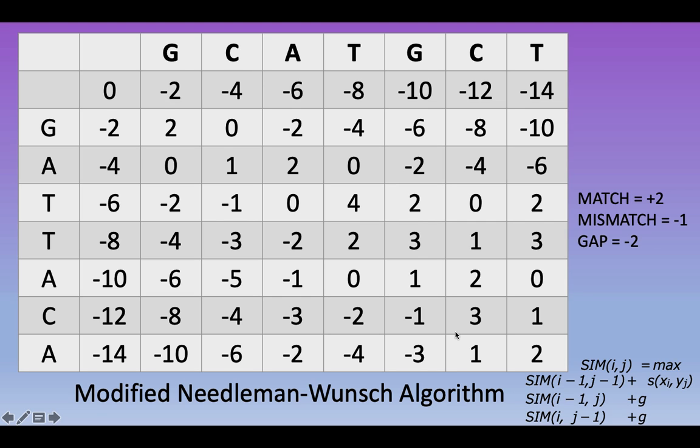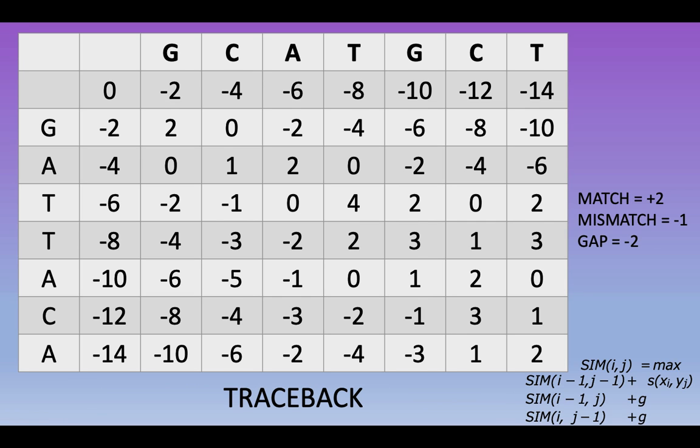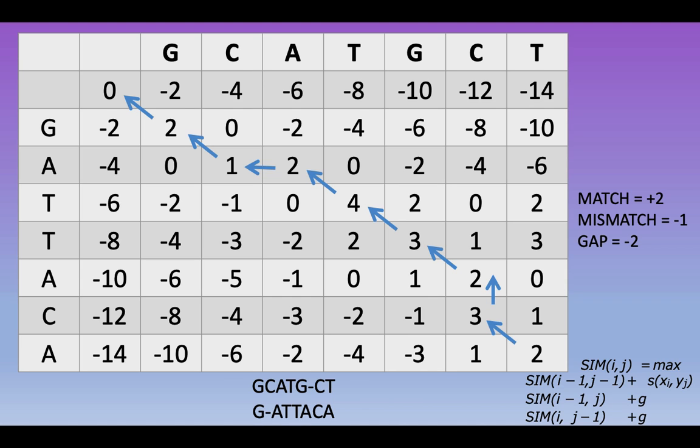So once I have this series of scores, I'm going to do something that's called a traceback. And by doing a traceback, I'm going to try to find the highest scoring path through this sequence, and because it's a global alignment, it's going to be from the start to the end. And so by doing that, I'm going to be able to identify where the matches, the alignments, and the gaps are in the sequence.